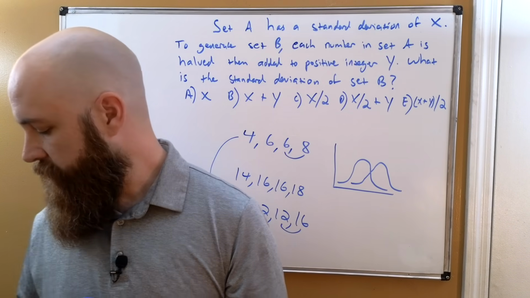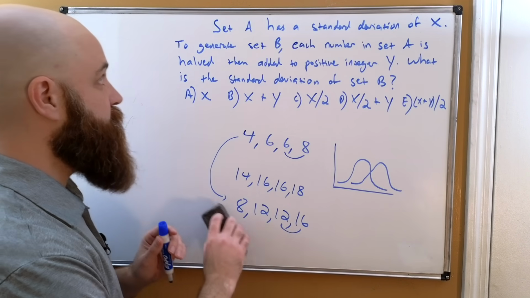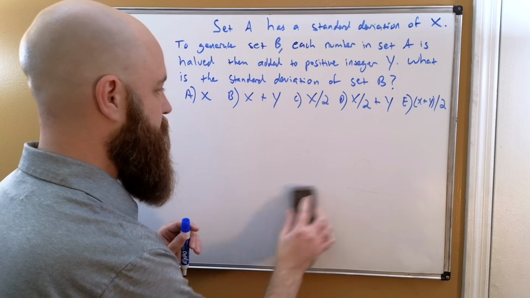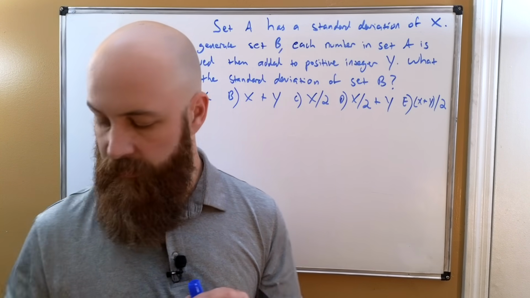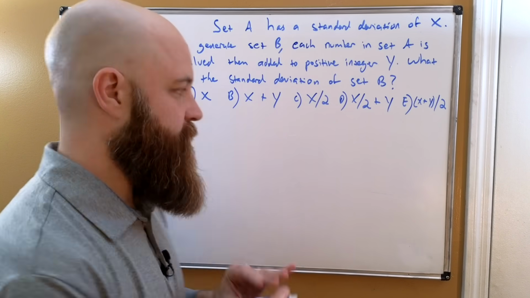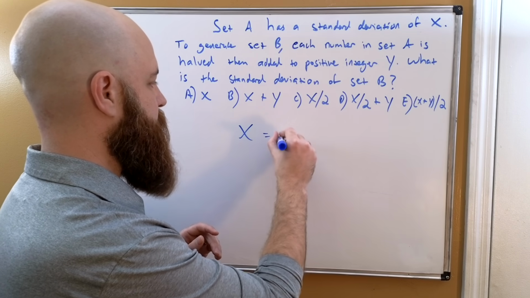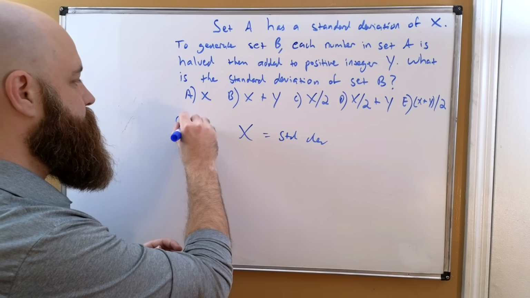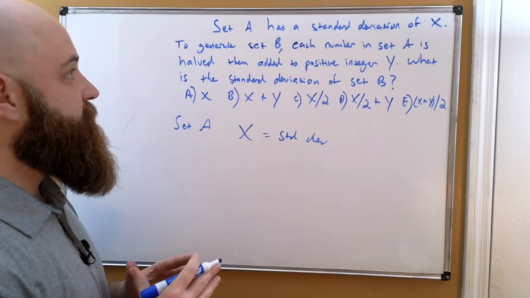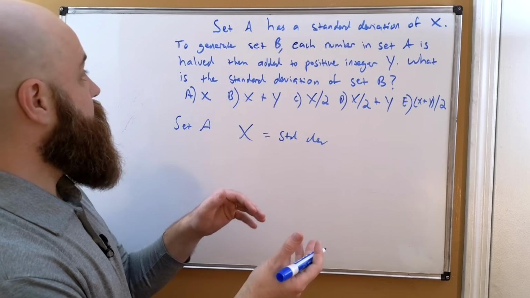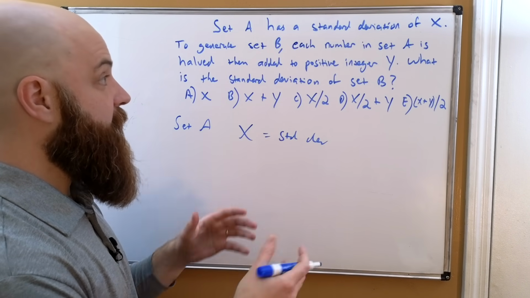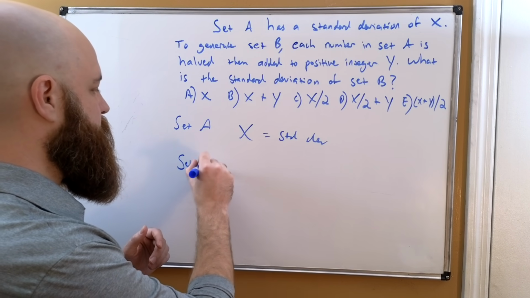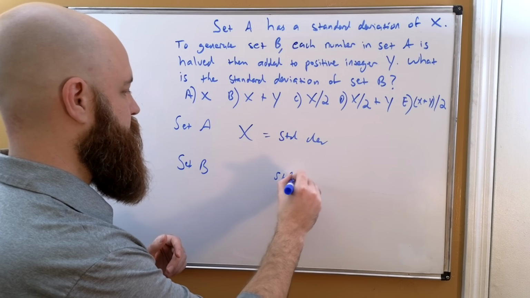Okay, so let's try applying that to this question here. So what am I told? Set A has a standard deviation of x. Okay, great. So I know my standard deviation, or at least I have a variable to represent it. x is my standard deviation, and this is for set A. Okay, set B, I'm going to take all the numbers in set A, halve them, then add positive integer y. So what's the standard deviation of set B?